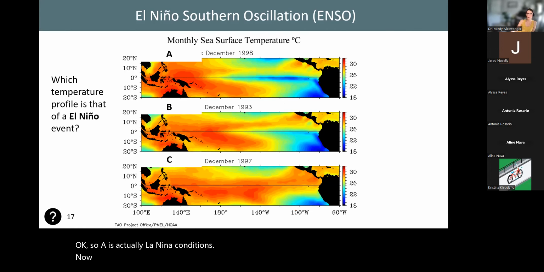Now, still same profiles here. Which one of these would be El Nino, where we got much warmer conditions?